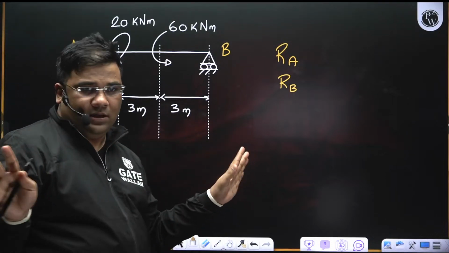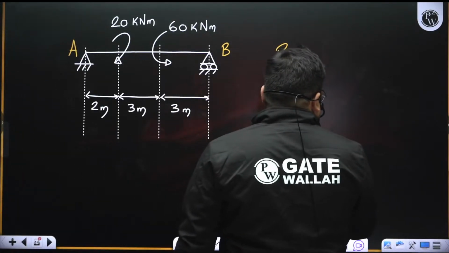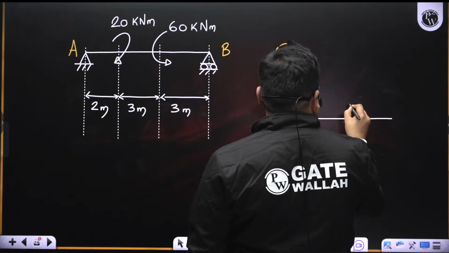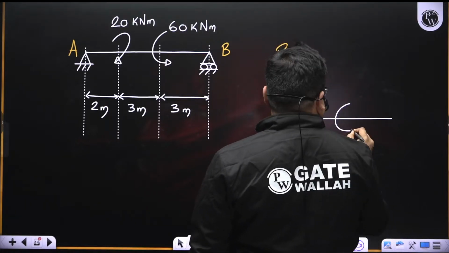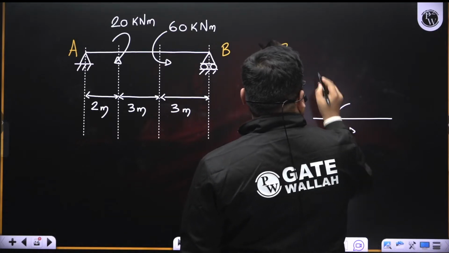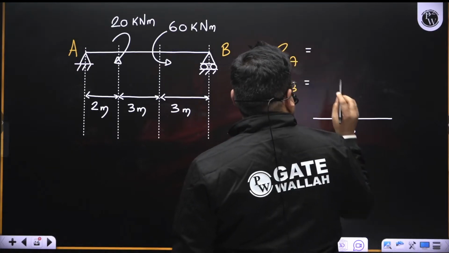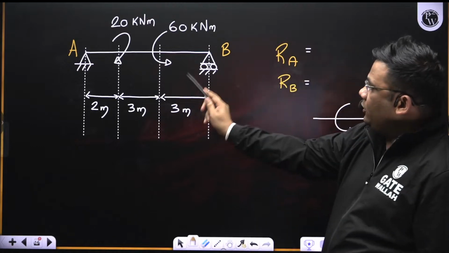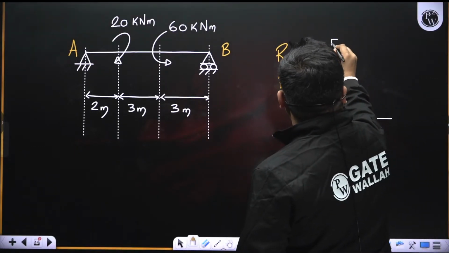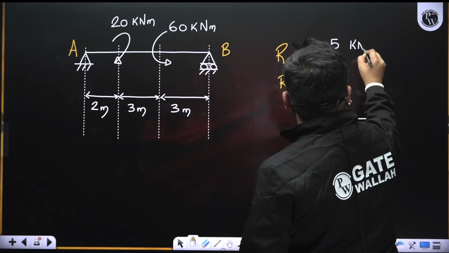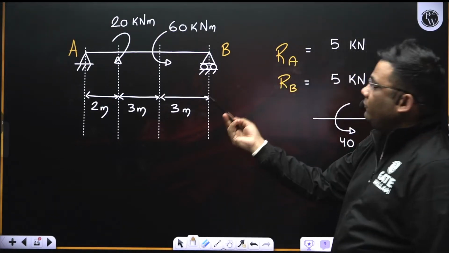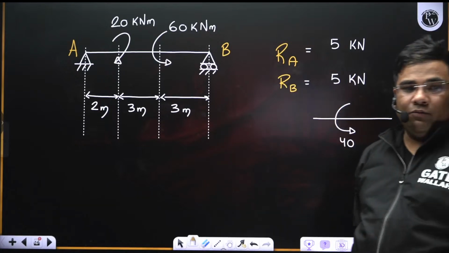Very easy. Find the net moment and let it act anywhere. Net moment is how much you see? Net moment is 40 in this direction, right? So the reaction will be simply the net moment divided by total length, which is 8. So 40 divided by 8 is 5 kilonewton. So this is also 5. Now tell me which one will be upward, which one will be downward.